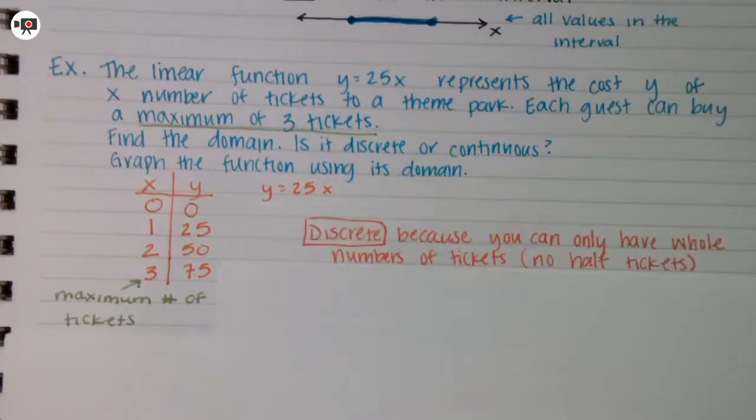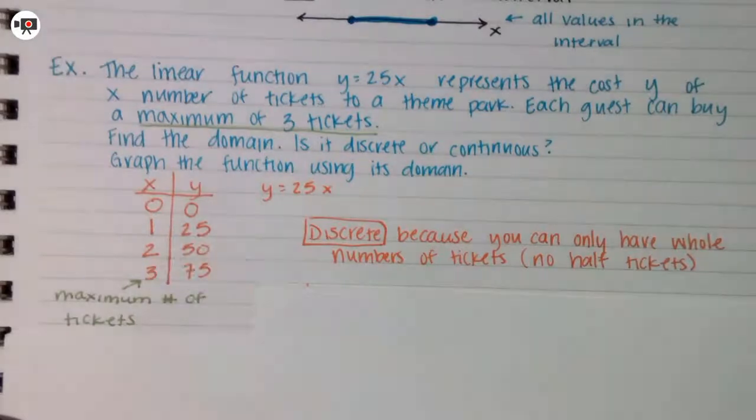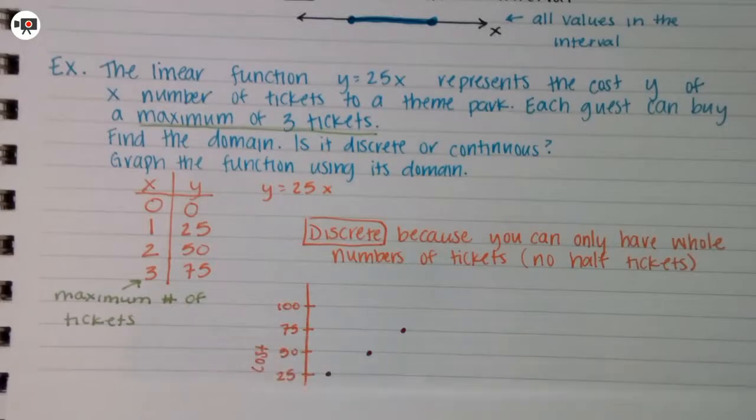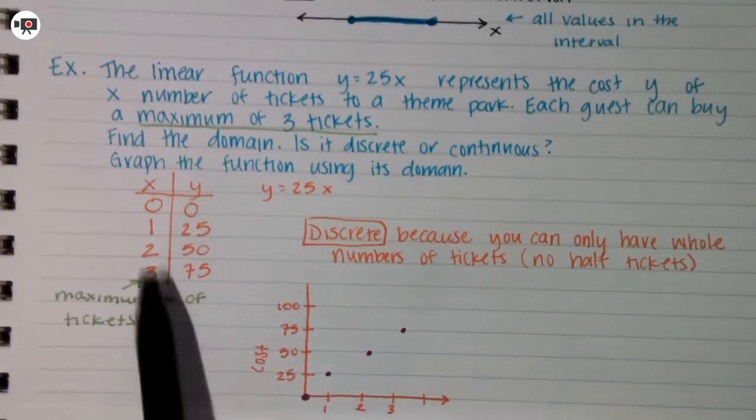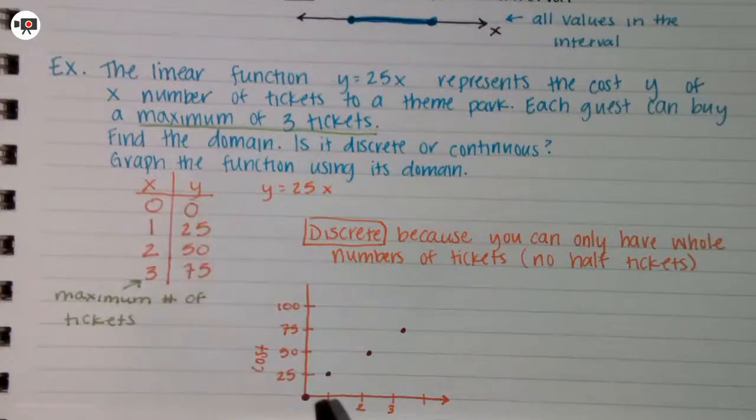Now to graph it, let's talk about the domain. It is discrete because I can't have a partial number of tickets. I can't have 2.5 tickets. I either have 2 tickets or 3 tickets, but I can't have 2.5. So it is discrete. Then to graph it, I would plot my points. I have my x values and y values, and those make ordered pairs, and they are plotted here on the graph.